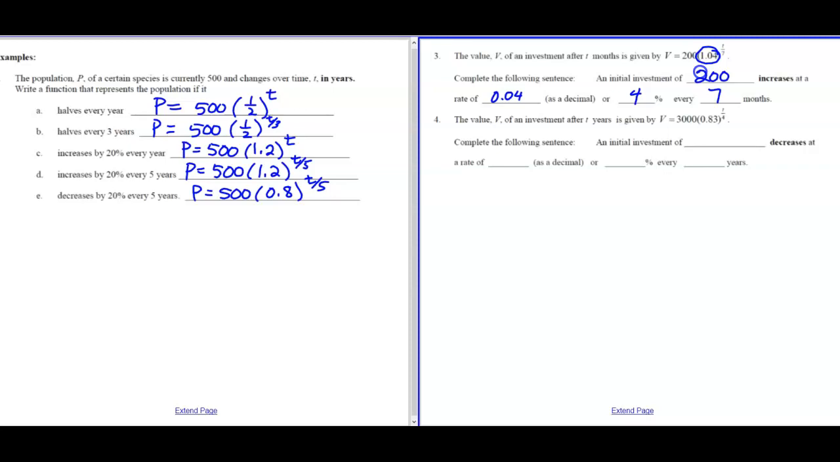Next one. Initial amount is 3,000. I guess I'll put the units. I forgot to put. It doesn't actually specify what currency. It doesn't, but we're in Canada, so 3,000. Okay, it decreases at a rate of... Again, it's not decreasing at a rate of 83%. That's what you are keeping in your account, what you still have. So you want to go 1 minus 0.83, and that's going to be 0.17 as a decimal, or 17%.